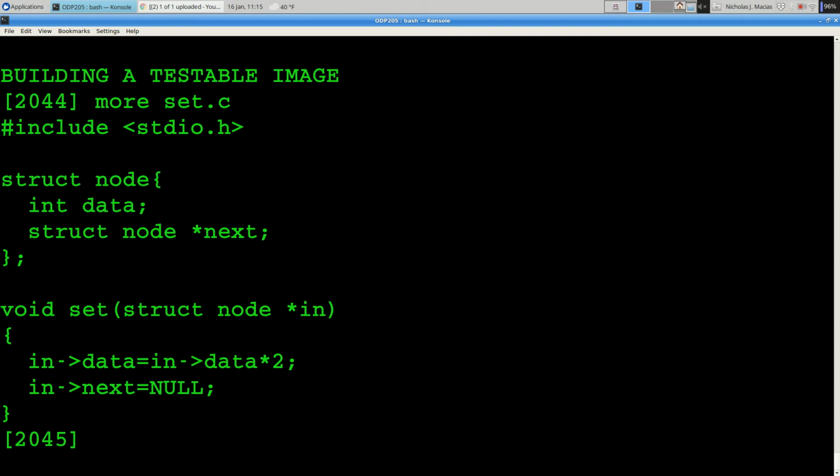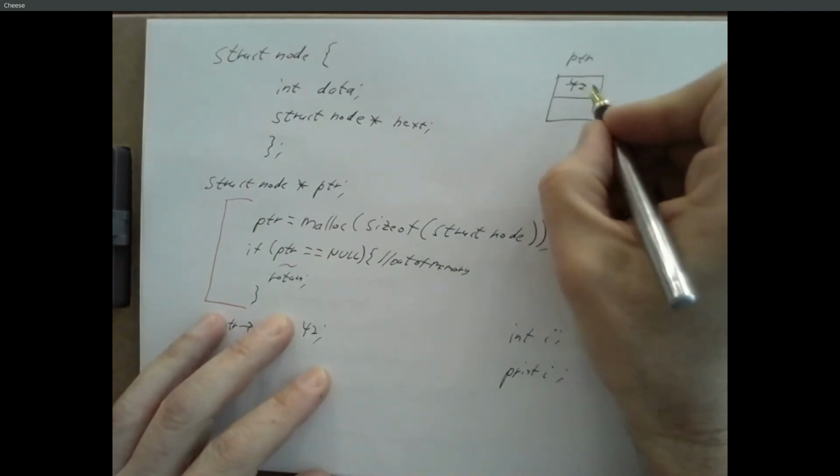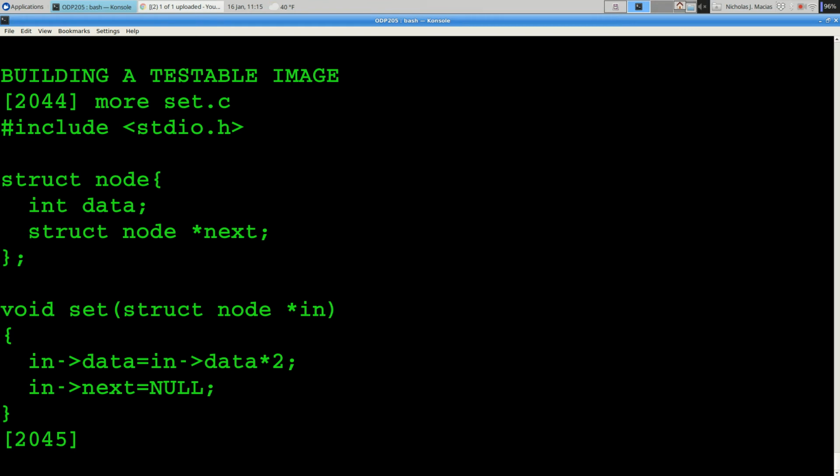The argument is a struct node pointer. I called it in. So in->data means the data field of the thing pointed to by in, multiply by 2, store that in the data field of the thing pointed to by in. That doubles the data. And then set the next field equal to null. So if in looks like this, set would change this to an 84 and set this to a null.